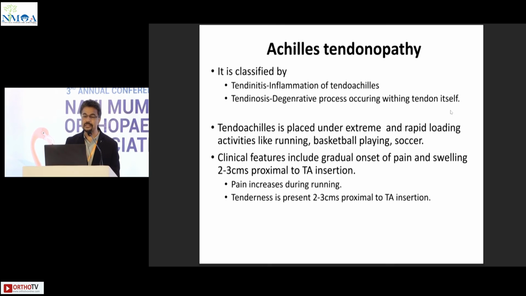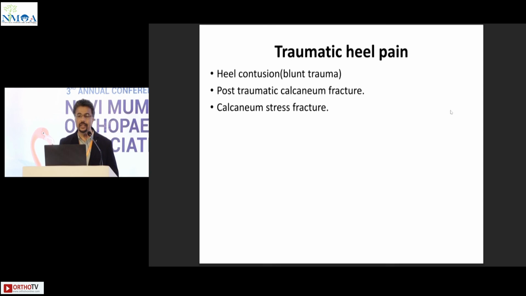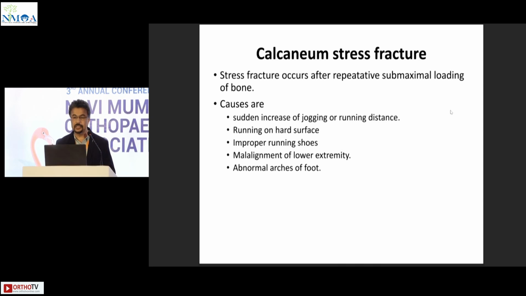Now, tendo-Achilles tendinopathy is classified into tendinitis, which is inflammation of the tendo-Achilles, and tendinosis, a degenerative process leading to widening of the tendon itself. The tendon is placed under extreme and rapid loading activities like running, playing basketball, soccer. Clinical features include gradual onset of pain and swelling 2 to 3 centimeters proximal to the insertion of the tendo-Achilles. Traumatic heel pain includes post-traumatic injury and calcaneal stress fractures.